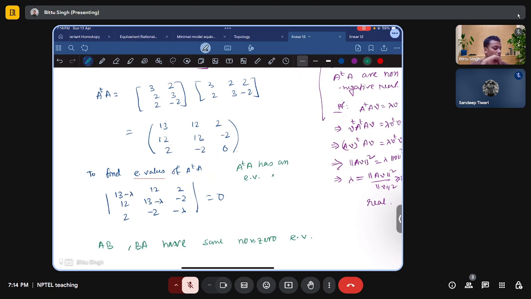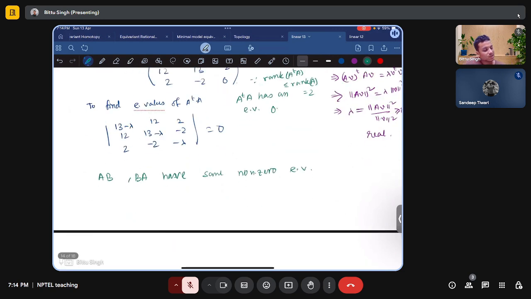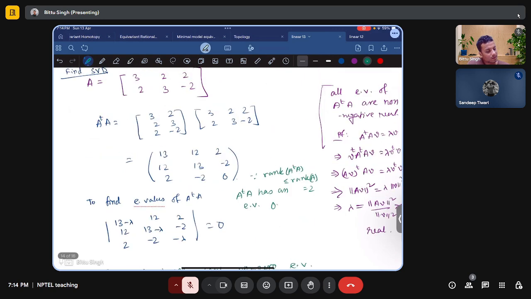So it is also clear that A transpose A has eigenvalue 0, since the rank of A transpose A is less than or equal to the rank of A, which is 2. Therefore the nullity will be greater than or equal to 1. That is, 0 is an eigenvalue.